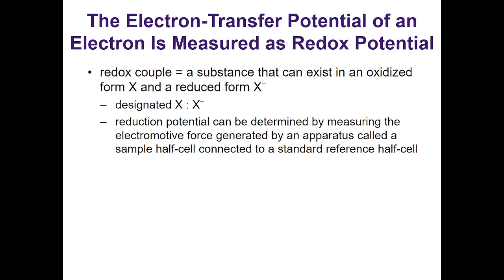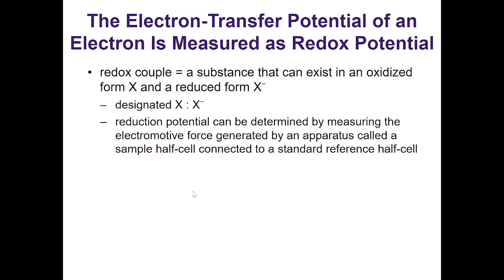A redox couple is a substance that can exist in an oxidized form, let's call that X, and a reduced form, X minus. You typically designate it as whatever it was when neutral, then two dots, which typically denotes a barrier or salt bridge, some sort of membrane that can be exchanged across, and then X minus. For example, we could have HNO3 and NO3 minus.